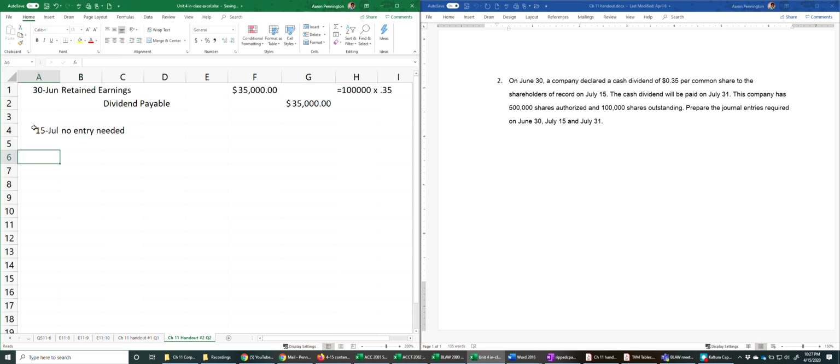And the actual payment date is July 31st. That's when the dividend liability is paid. So that comes off the books with a debit. Checks are mailed, so you hit the cash account. 35,000. And that's all this problem needs. So that's all for now.